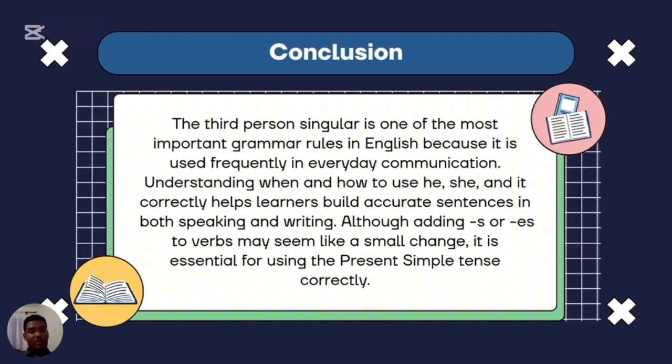And in conclusion, the third person singular is one of the most important grammar rules in English because it is used frequently in every communication. Understanding when and how to use he, she, and it correctly helps learners build accurate sentences in both speaking and writing.